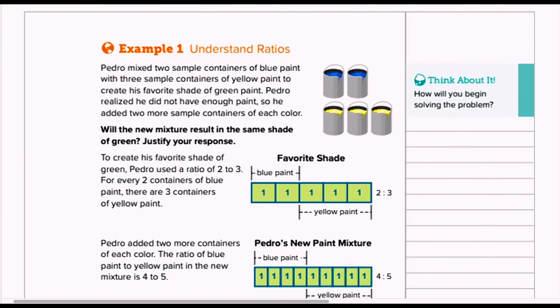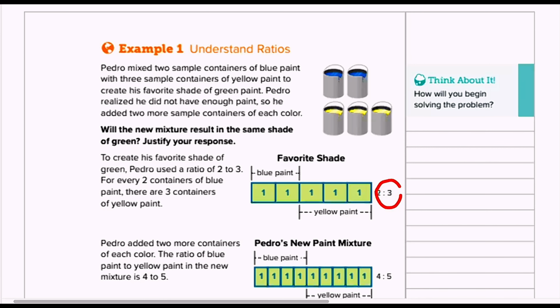Look at this example here. We have the mixture that you need to make one of the colors. Here, we need to make a green color. To make green, we have two containers of blue paint and three containers of yellow paint. To make this ratio, you have to use the quantities you have of each color. Then this is the ratio, 2 to 3.